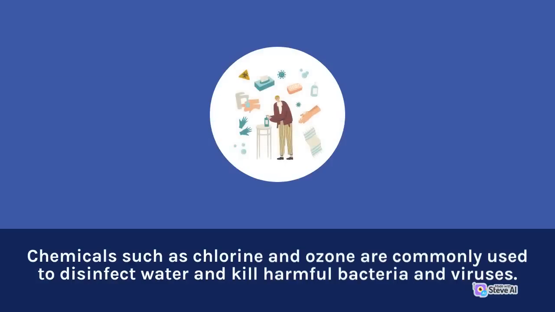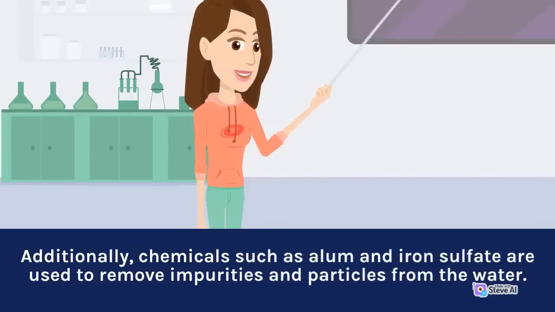Chemicals such as chlorine and ozone are commonly used to disinfect water and kill harmful bacteria and viruses. Additionally, chemicals such as alum and iron sulfate are used to remove impurities and particles from the water.